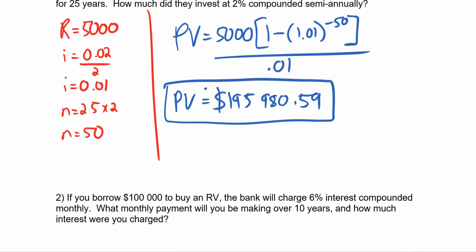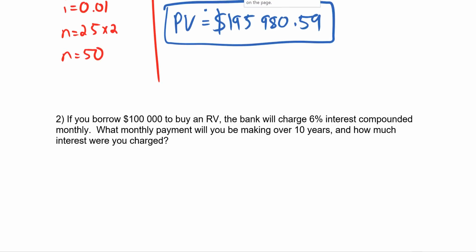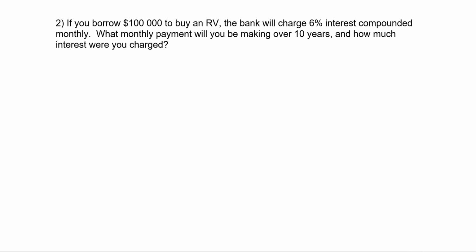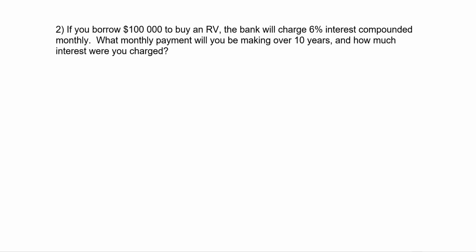Now, the final question here will be like the final question in the last lesson. So if you borrow $100,000 to buy an RV, the bank will charge you 6% interest compounded monthly. Now, usually when you borrow money for a car, for a house, or something like that, you're charged interest, but you're able to make regular payments. So you pay down your debt little by little until you reach the very end.